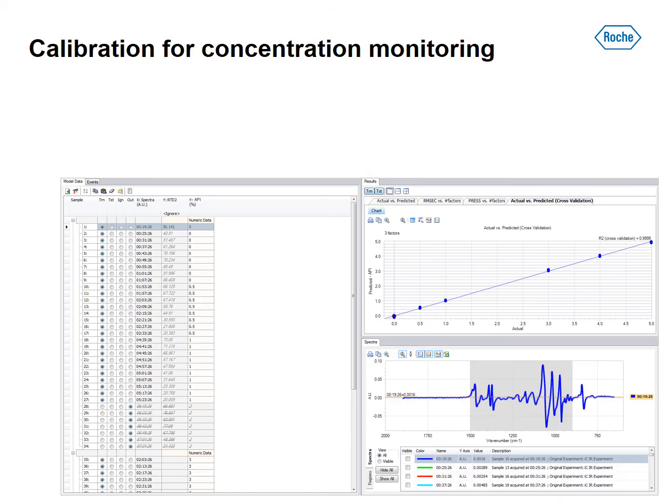On the right-hand side at the top you can see the 6 different API concentrations. We measured a spectrum at an interval of 2 minutes so that we could cover the temperature range. All the dots of the different temperatures are more or less overlapping because the effect of the temperature is now built into the model. To suppress any baseline effects that could occur, we used a first derivative. So we get a very robust model to predict the API concentration independently of any temperature change.